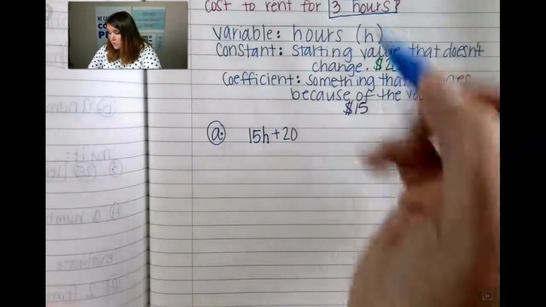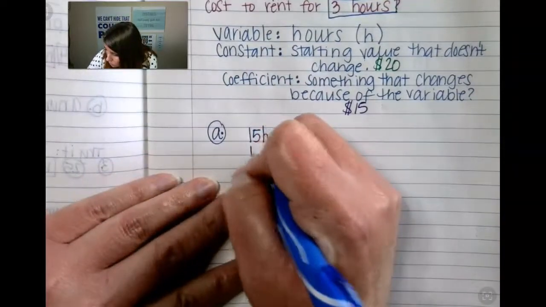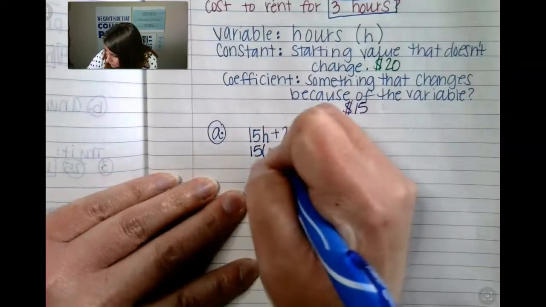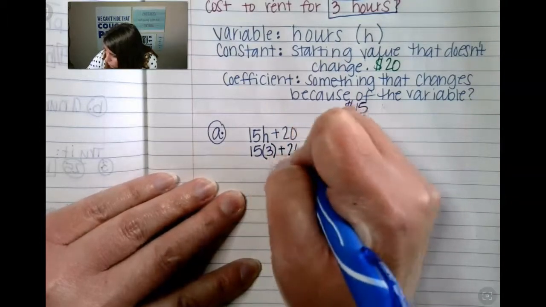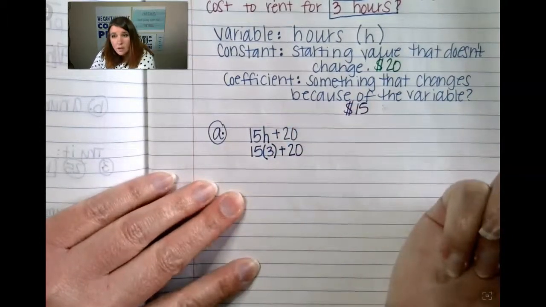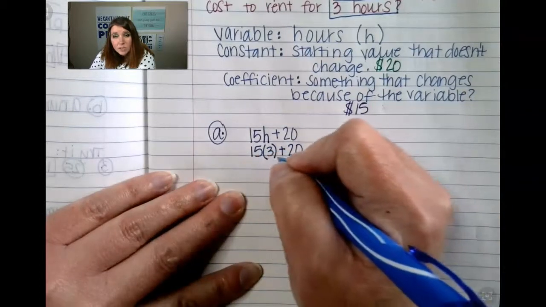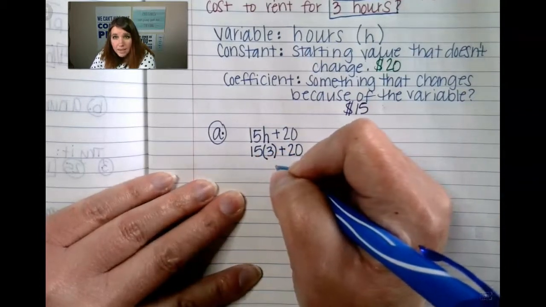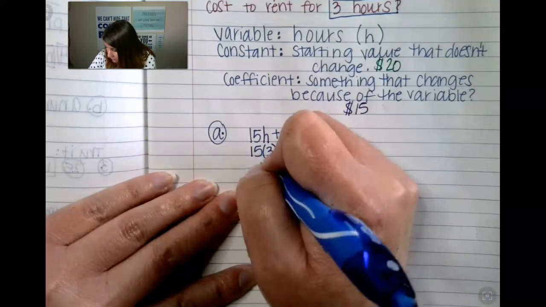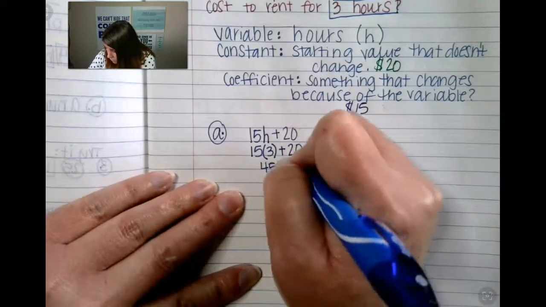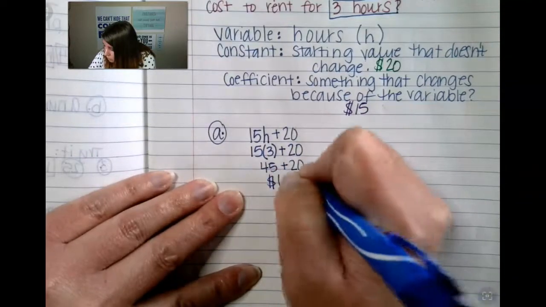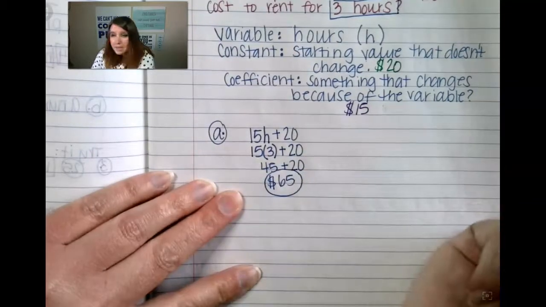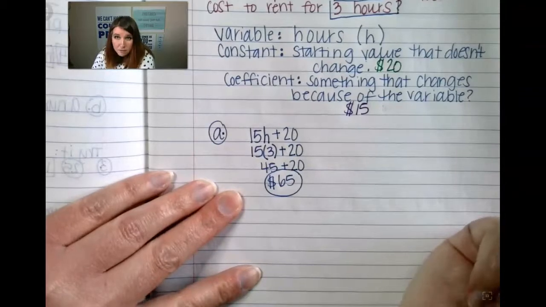So I'm going to use it to rent it for 3 hours. So 15 times 3 plus 20. Well, 15 times 3 we know is 45 plus 20 gives me 65. So for 3 hours of paddleboarding, it costs $65.